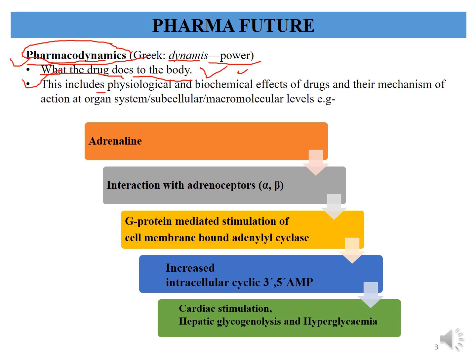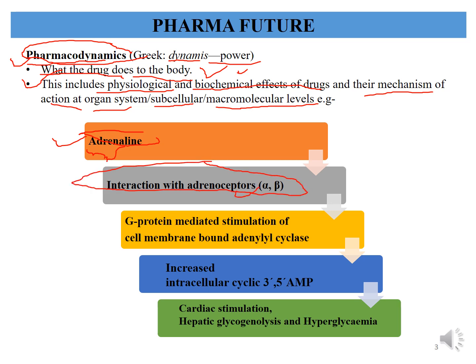It includes physiological and biochemical effects of drugs and their mechanism of action at organ system, subcellular or macromolecular level. For example, adrenaline, when it binds with its receptor, either alpha receptor or beta receptor, leads to stimulation of the adenylyl cyclase enzyme, which is bound to the cell membrane and activated by G protein, which leads to an increase in the intracellular level of cyclic 3',5' adenosine monophosphate.